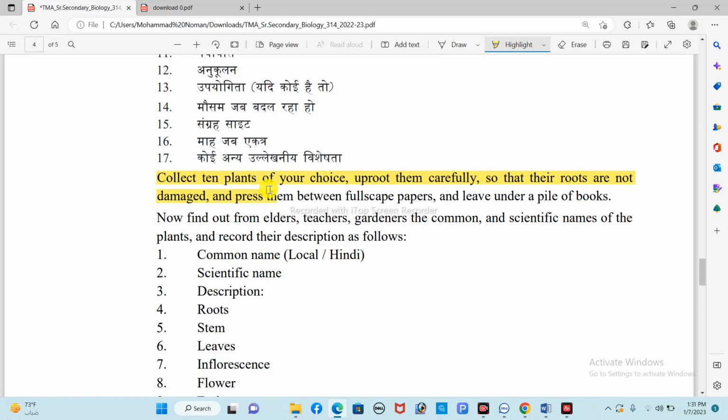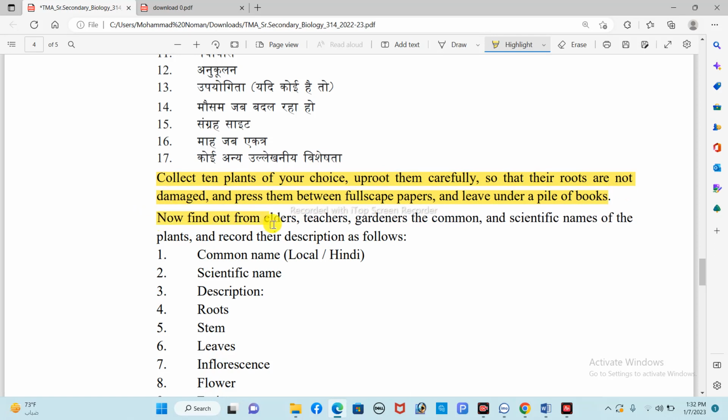Collect 10 plants of your choice. Uproot them carefully so that their roots are not damaged, and press them between full-scale papers and leave them under a pile of books.